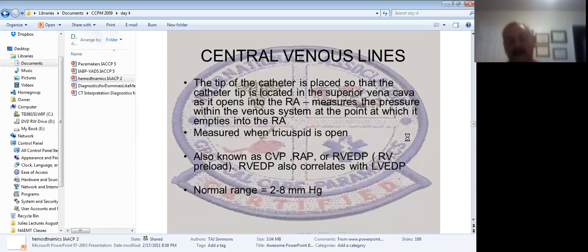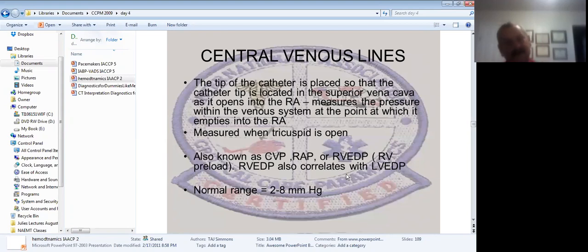And so when the tricuspid is open, this should allow you to measure something called central venous pressure, or the other name for it is right ventricular end diastolic pressure, RVEDP, which equates essentially with preload. It also has a correlation with left ventricular end diastolic pressure. The magic here is that the norms are reasonably low, somewhere between 2 and 8.